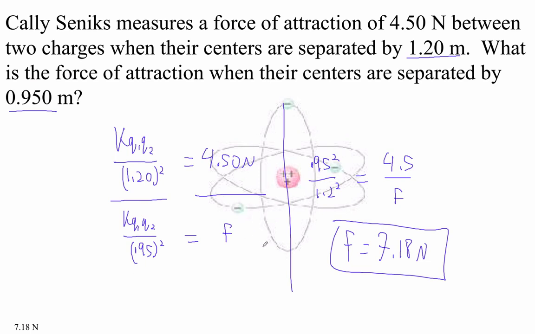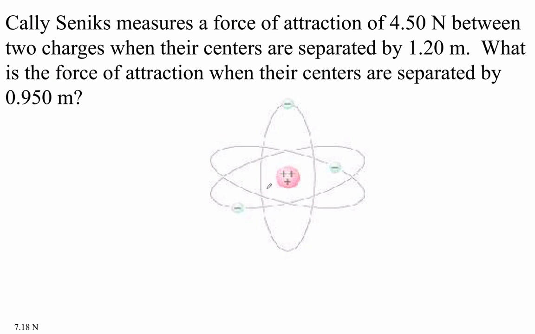The other way to do this, by the way, is to just totally bootleg it. You know that it's going to be an r squared thing, and you know that you're getting them closer. So you go, okay, 4.5, and I need to use the ratio of these, and I have to square it. To make it bigger, I'm going to go 1.2 on top, 0.95 on the bottom. Blam. Try it. Works.